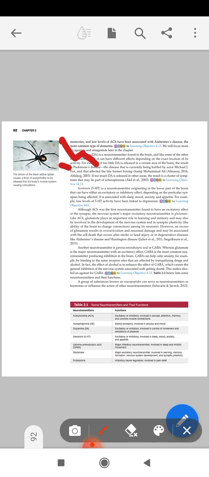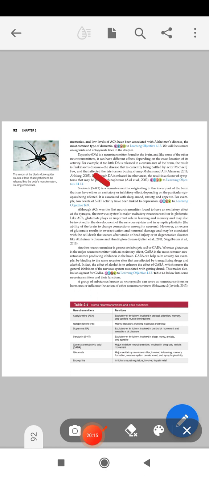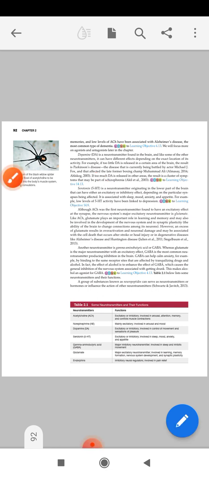Next one is, if too much DA is released in other areas, the result is a cluster of symptoms that may be a part of schizophrenia. The release of too much dopamine may be a cause of schizophrenia or may enhance the effects of schizophrenia. Next one is serotonin.